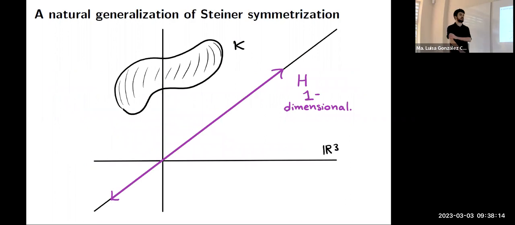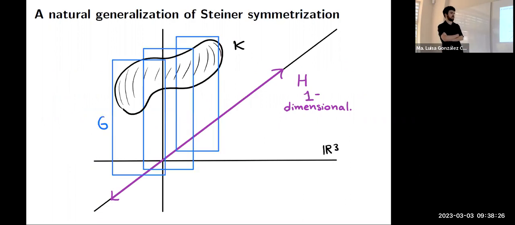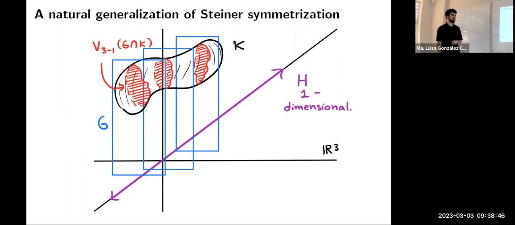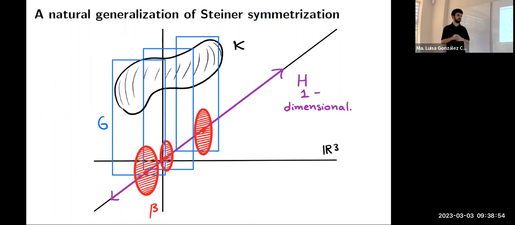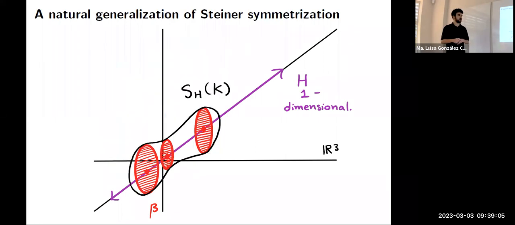So again, you can take some subspace. In this case, this is a line, which is one dimensional, and we have some set K. Now we take the 3 minus 1 dimensional subspaces which are orthogonal to H and that intersect K. In this case, those are these planes. Now those intersections have some volume, well, some 2-dimensional volume, and we measure that. Now we construct balls which have that volume, and we put them in such a way that their center is on H. And finally, the union of these balls is going to be our new symmetral.